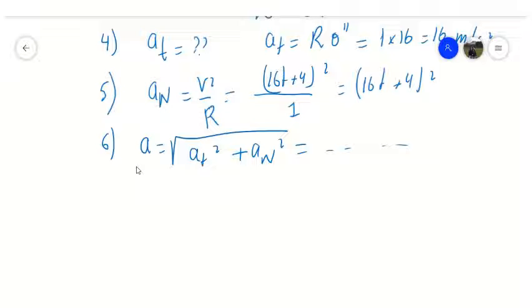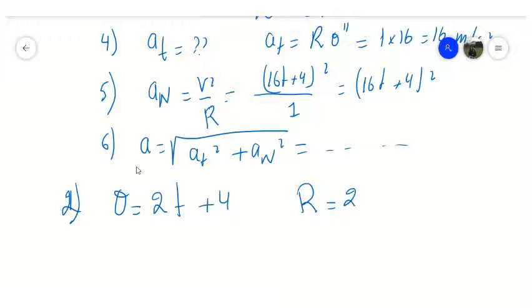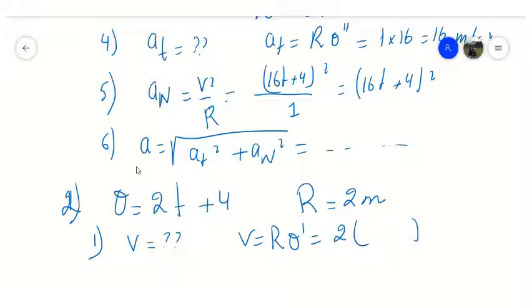So another application, if theta now equals, for example, 2t plus 4, with the radius of the circle performed being 2 meters. So in part 1, if we have to determine the type of the motion, or v, the linear speed. The linear speed v equals r theta prime. r is 2 times theta prime. We derive theta with respect to time. The derivative of 2t plus 4 is 2, so v is 4 meter per second. So theta prime is constant, and the motion is uniform circular motion.